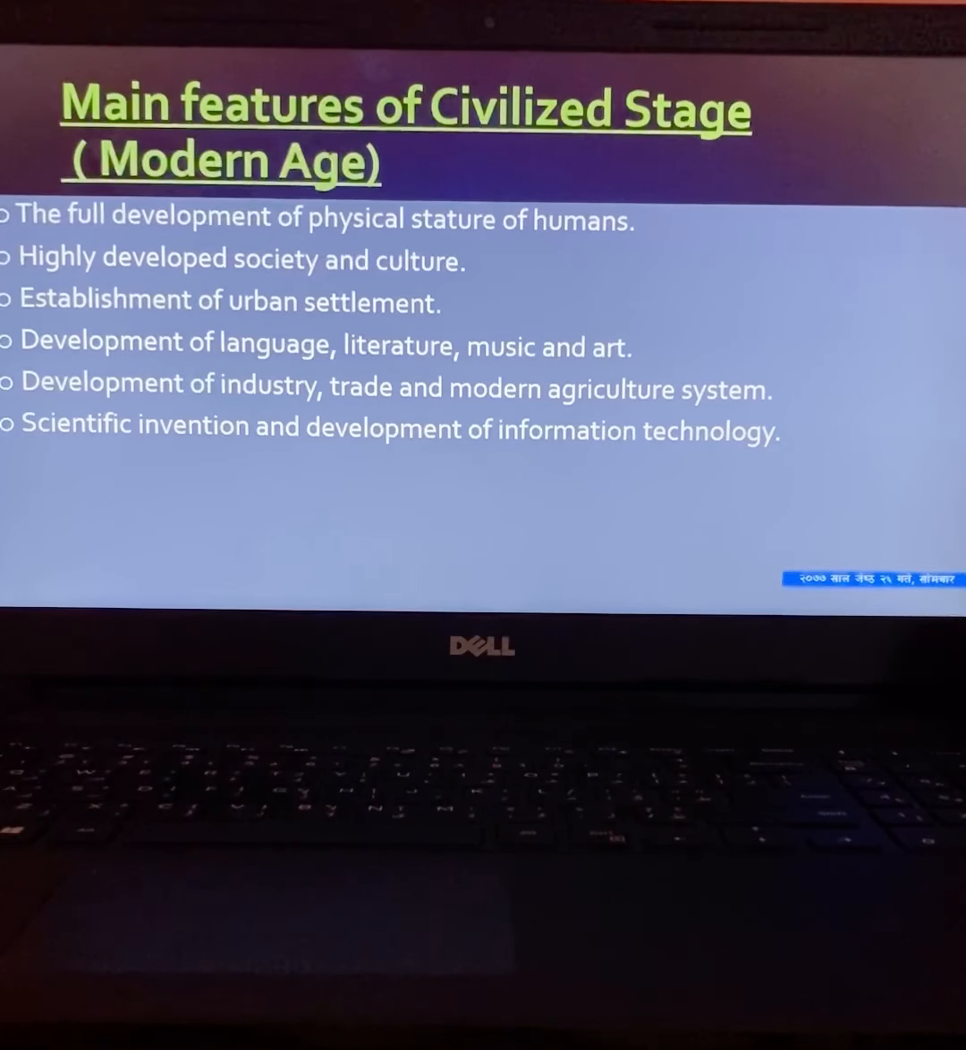Languages, literatures, music and art, development of industries, trade, modern agriculture systems where agriculture is conducted or is monitored by the robots. Scientific inventions such as mobile phones, laptops, Wi-Fi, www dot world wide web, bicycles, TV, etc. and development of the information technologies. These are the main features of the civilized societies.